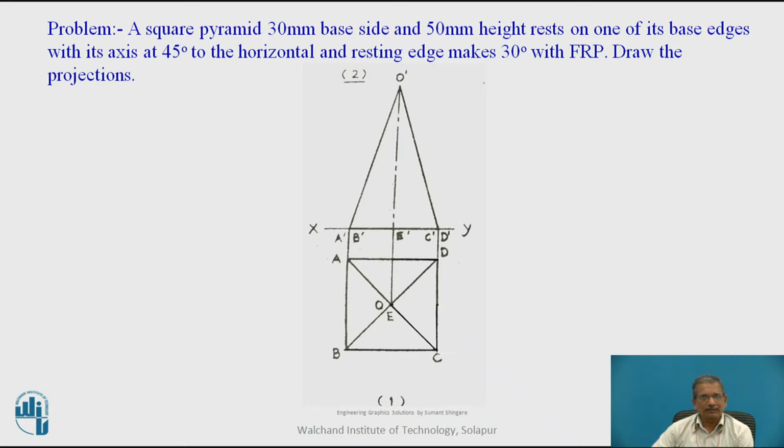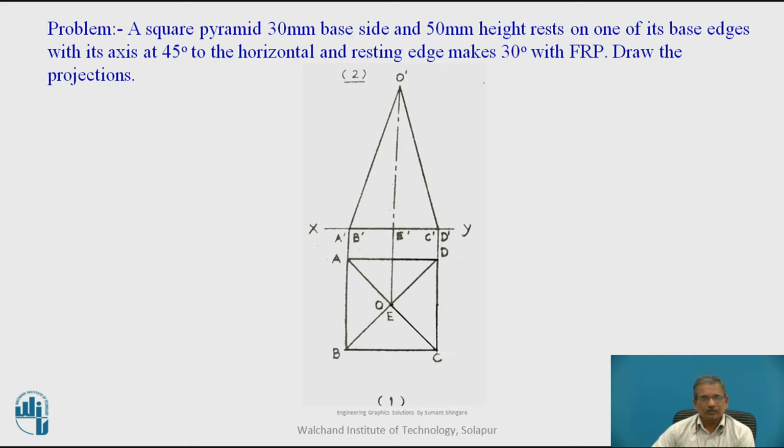So first is a square pyramid. It is clear that it is a square pyramid of base 30 mm each. So all the base sides will be equal to 30 mm, and of course as it is a pyramid, one of its views will have the apex, one view will be a triangle, and another view will be a square, at first stage, and 50 mm height. So the apex is 50 mm from the base. Now it is resting on the ground, on one of its base edges.